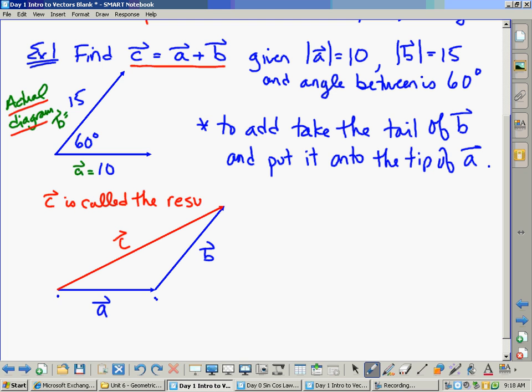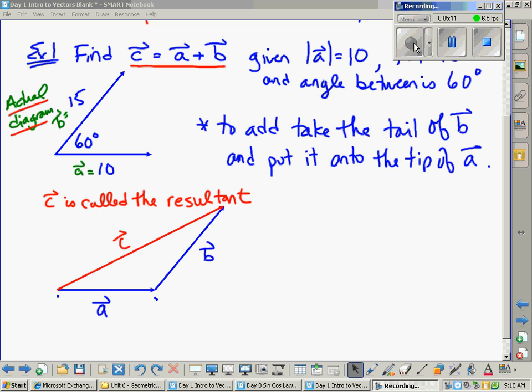So now the trick is trying to find out how long vector C is. And this is where we're going to use our trigonometry. It's our grade 10 trigonometry. We'll use all that information. First though, let's label some of the sides that we know. A from the question is 10 units long. B is 15. The angle between them is 60, but you'll notice that 60 isn't in my picture.